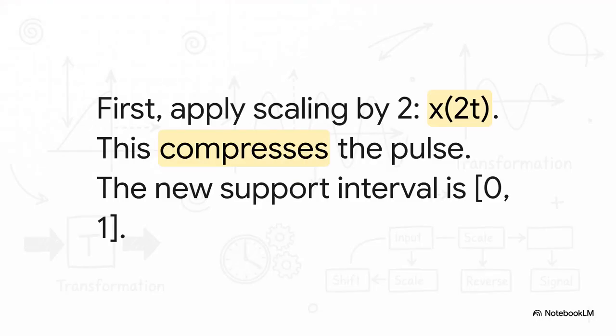Right. On to step 2, scale. We're applying the scaling of 2 to our original pulse. Now, our original pulse started at 0 and ended at 2. How do we find the new boundaries? It's easy. We just divide the old boundaries by our scaling factor. So the start point, 0 divided by 2, is still 0. The end point, 2 divided by 2, is now 1. Our pulse just got compressed, and now it exists only on the interval from 0 to 1.